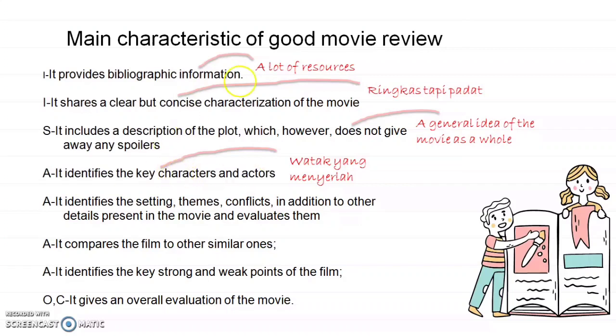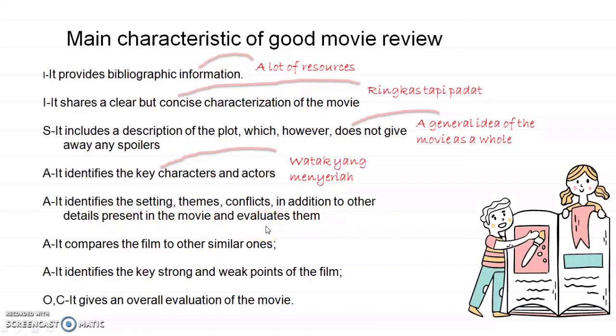Okay, next one, you have to identify the setting, themes, conflicts. Okay, I believe that you know what is setting. Okay, latar tempat. Okay, it can also be the time setting. Okay, next, themes, and then conflicts. Okay, this is what we always have in stories. Okay, next, in addition to other details present in the movie and evaluates them.